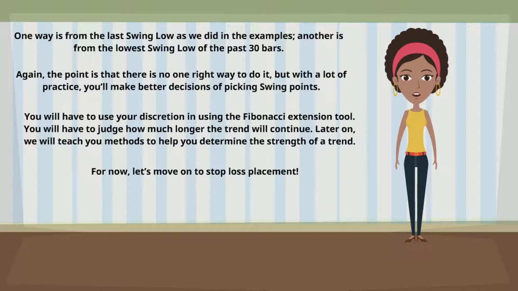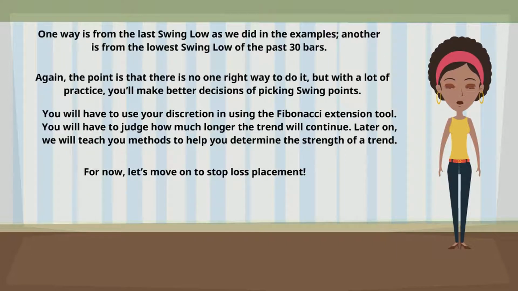Again, the point is that there is no one right way to do it, but with a lot of practice, you'll make better decisions of picking swing points. You will have to use your discretion in using the Fibonacci extension tool. You will have to judge how much longer the trend will continue. Later on, we will teach you methods to help you determine the strength of a trend. For now, let's move on to stop loss placement.